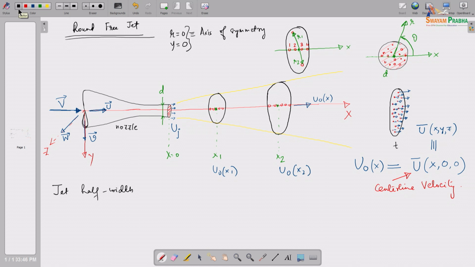Let us just say that I am going to take one of these, something like this, and this is my x. As we have seen so far, if I take these locations where r is equal to 0, here it is basically the center line velocity. Now, what if I take points somewhere here?